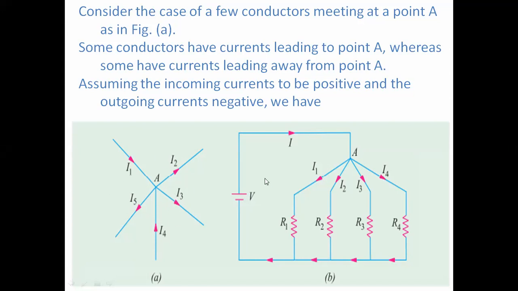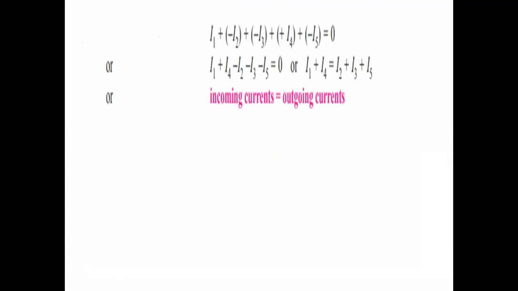For this other diagram, I is coming, and I1, I2, I3 and I4 are leaving. At this junction A, the sum of the incoming currents is equal to the sum of the outgoing currents. Only a single current, I, is coming, and that equals I1 plus I2 plus I3 plus I4, which are the outgoing currents. I equals I1 plus I2 plus I3 plus I4. Like this, we can get the Kirchhoff's current law formulas. Incoming currents equal outgoing currents.